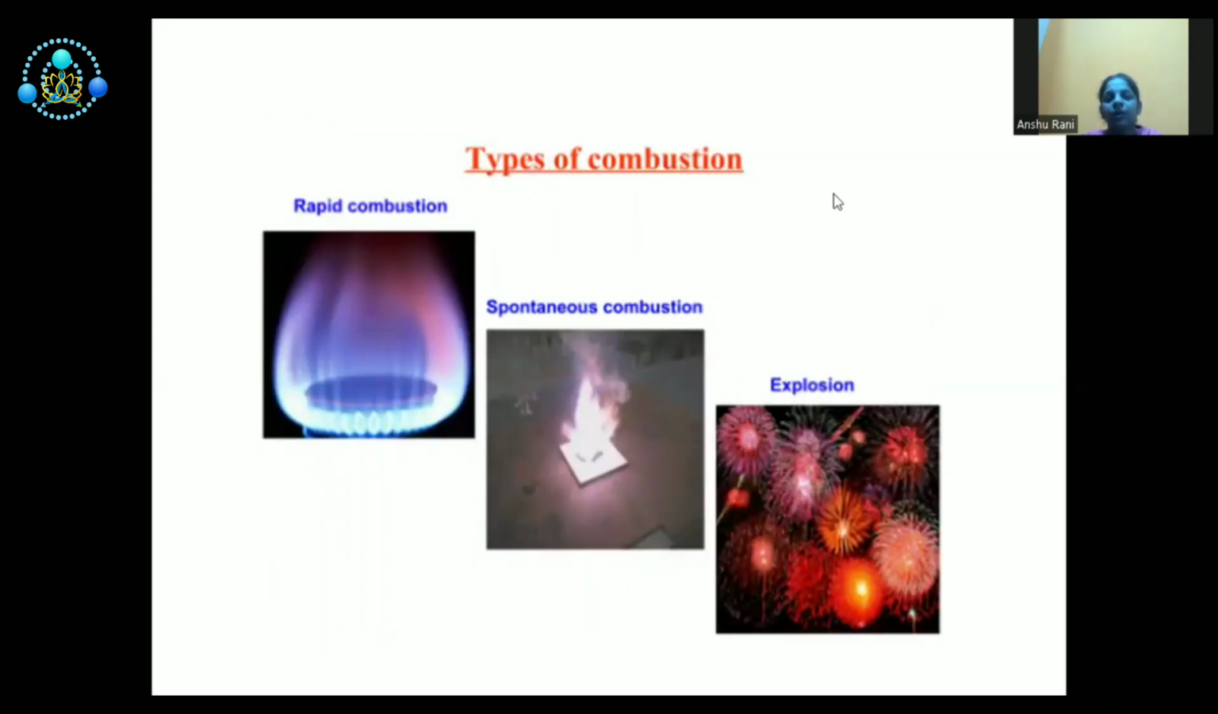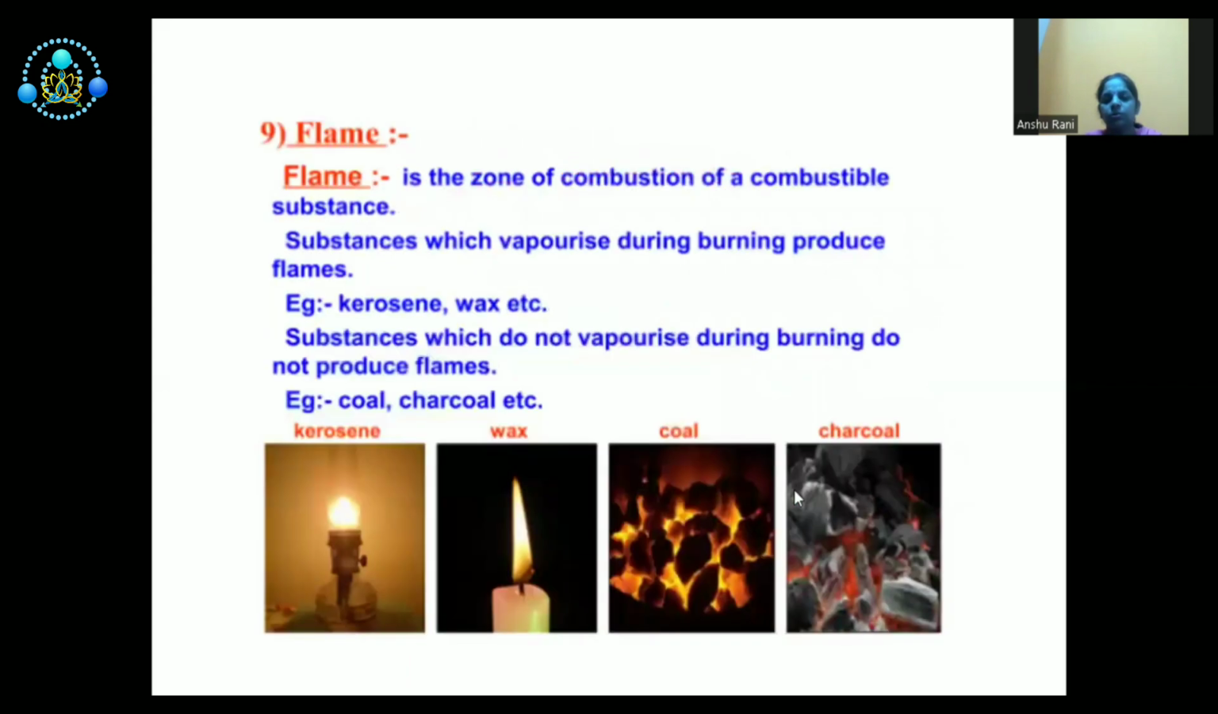This shows different types of combustion. First is rapid combustion, then spontaneous, then explosions. Then what is a flame? It is the zone of combustible material where you can see light, like if you are having a wax candle, right?